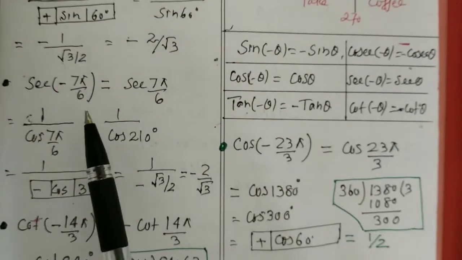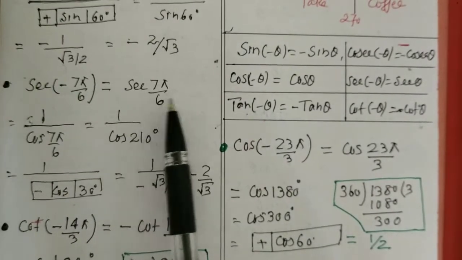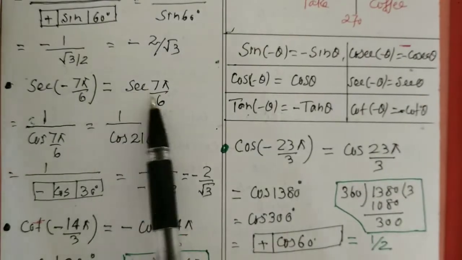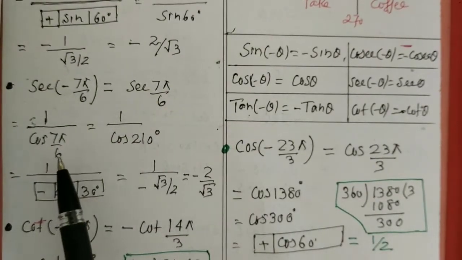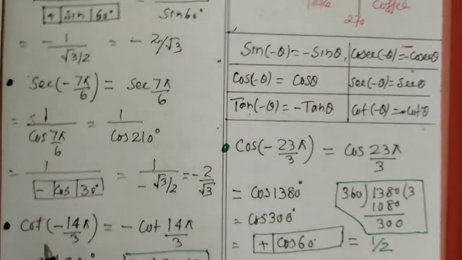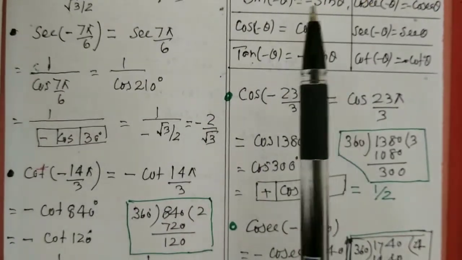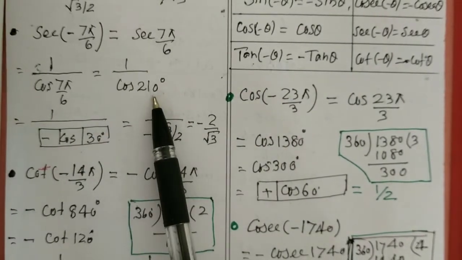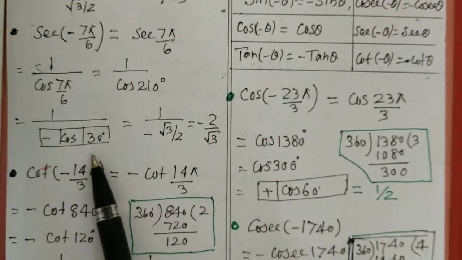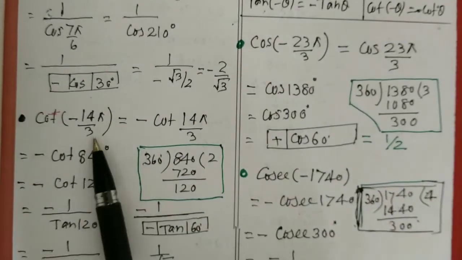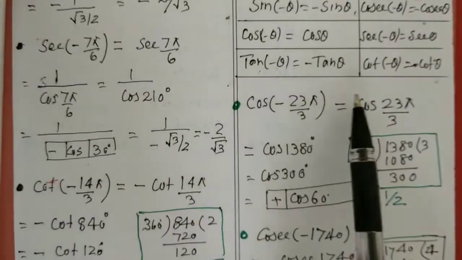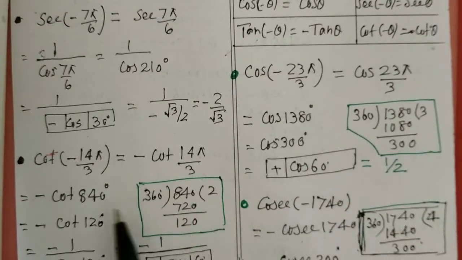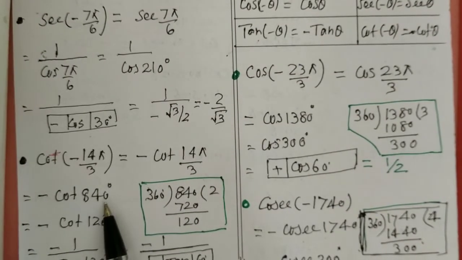Now sec minus 7 pi by 6. Sec minus theta is sec theta, so minus goes out. Now convert it to cos and convert it to degrees. It becomes 210. 210 lies in the third quadrant where cos is negative. Cos remains cos. 210 deviated from 180 becomes 30. So this is the answer. Similarly, cot minus 14 pi by 3, cot minus theta is minus cot theta. So this is minus cot 840. 840 is more than 360.